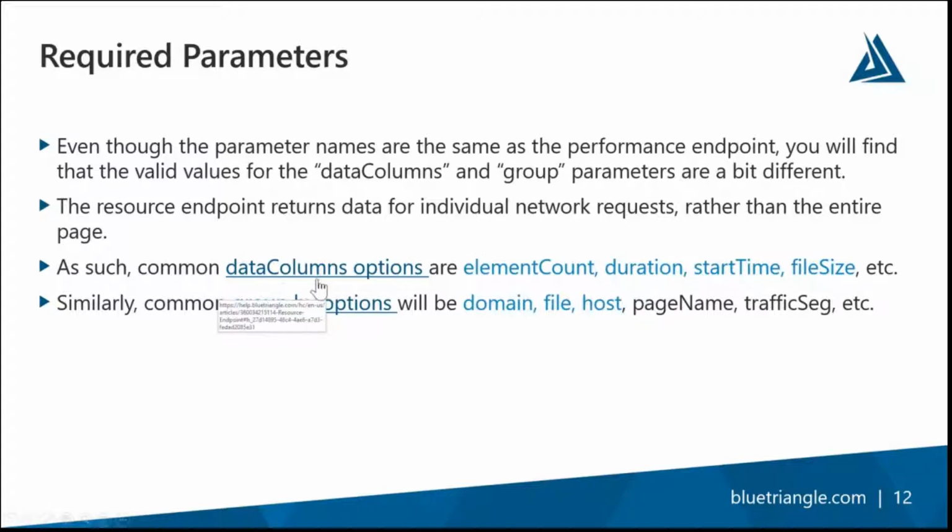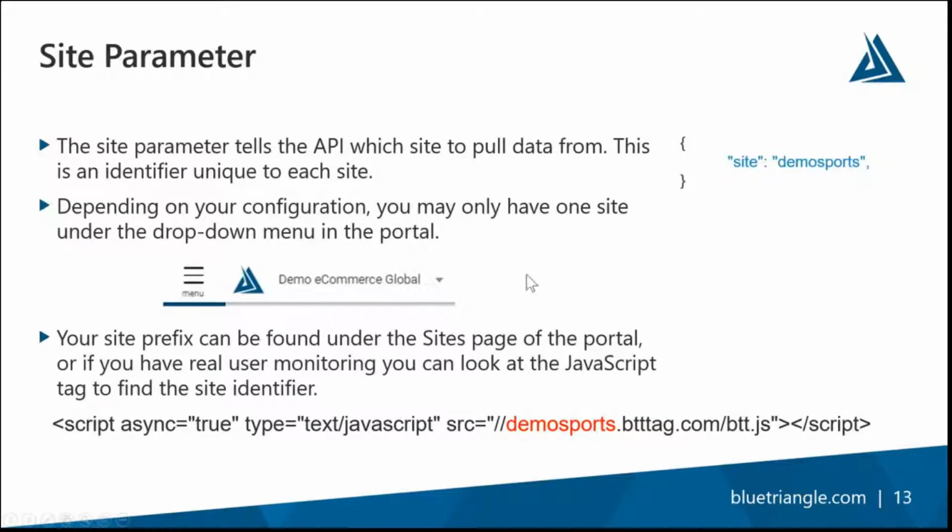Some of the common data column options, and if you're not familiar with these terms just yet, we'll be going through each of these required parameters in a second, would be things like element count, file duration, start time, file size, etc. And for some of the common group by options, we'll have things like domain, file, host, and then page name and traffic segment are some normal ones that we could certainly group by as well. So let's go through each of these required parameters.